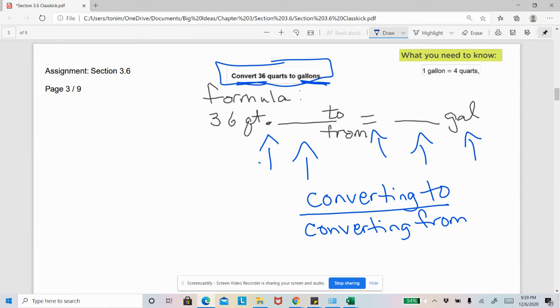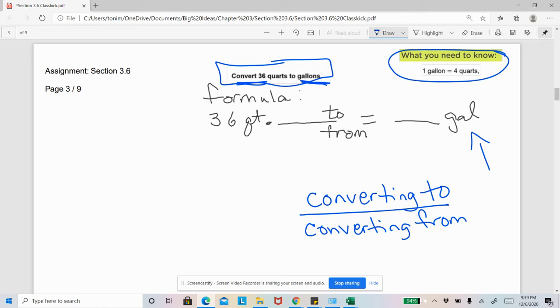So I'm going to erase these arrows, if I can ever get to my eraser. All right, I'm going to erase these arrows, but I'm going to keep the converting to over converting from to help you out. So we're going to answer that first part. What are we converting to? Well, we're converting to gallons. So before we even can answer this, you do need to know the unit rate, which is why you need to practice them and why we're going to have a quiz. So you know 1 gallon equals 4 quarts. You need to have that information.